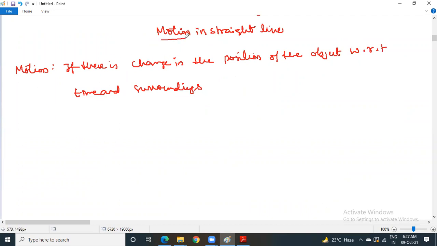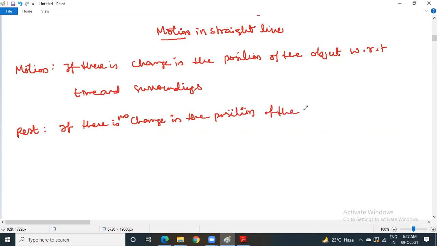And there is another definition associated here, that is rest. So what does rest mean? If there is no change in the position of the object. In the previous definition, there is change. Now this definition is if there is no change in the position of the object with respect to time and surroundings.